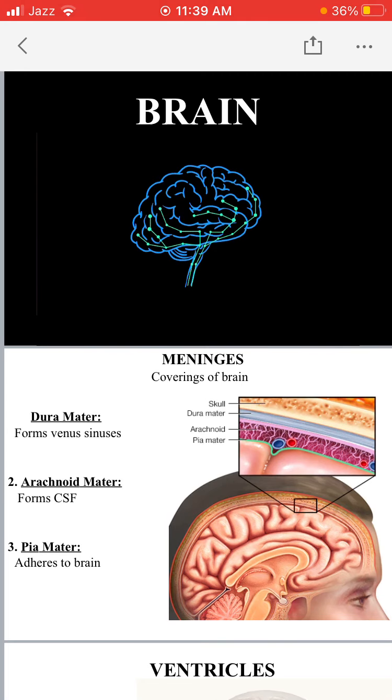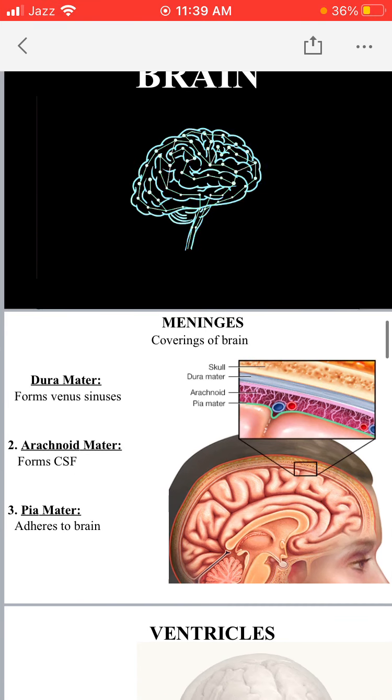Meninges are present between the skull and the brain, and also between the vertebral foramina and the spinal cord. So meninges surround the brain and spinal cord. There are three layers of meninges.